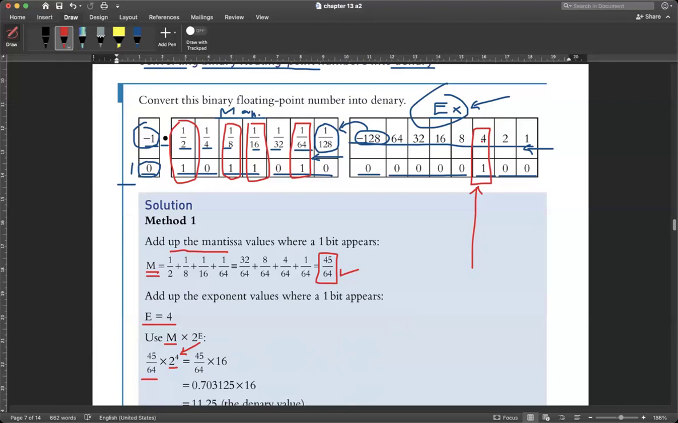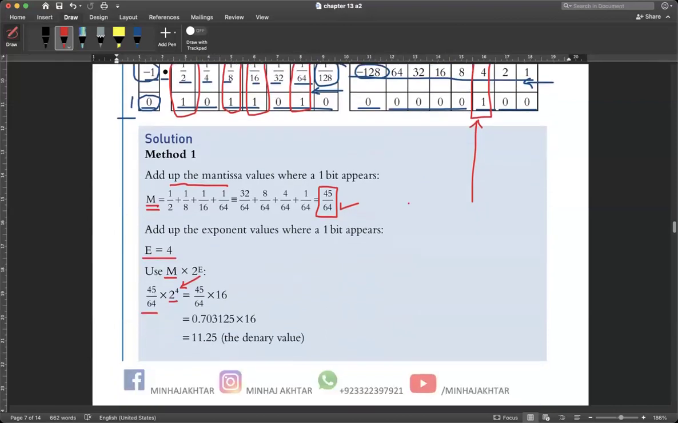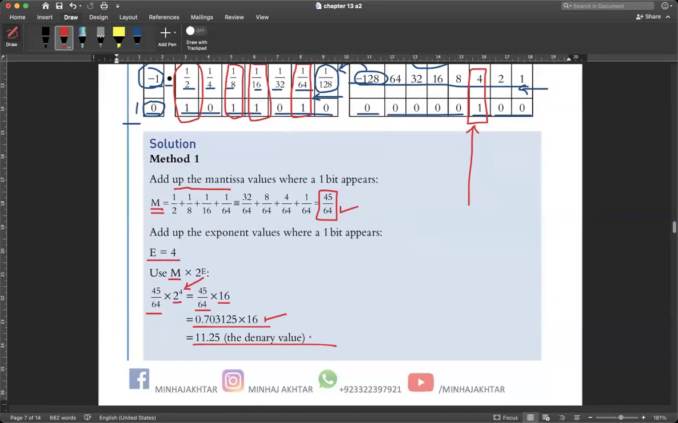So for exponent, you need to put the values like 45 over 64, and 2 power 4. If you multiply 2 four times, you will get 16. After solving it, you will get the denary value, 11.25. So your answer is in point, this is the floating point topic, 11.25. You need to do the calculations as per your requirement: 0.7 and 0.3125 multiplied by 16, you will get this answer. Is that okay?